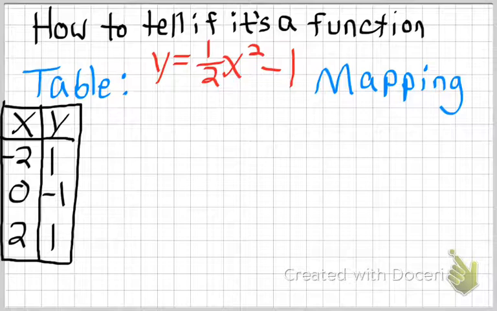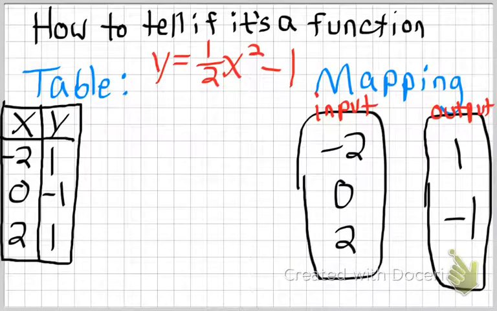Now let's talk about a mapping. So if I took those same input values and put them on the left side, and then took those output values, those y values, they go on the right side. So the inputs go on the left, the outputs go on the right, or the domains and the ranges, that's another thing we can call them. Now you connect what goes with what: -2 goes with 1, 0 goes with -1, and 2 goes with 1.